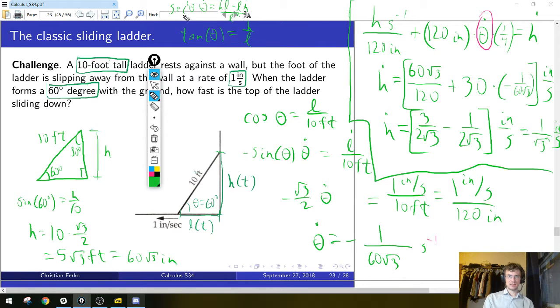We get L squared secant squared theta theta dot plus, or sorry, is that what it is? No, that's not right. This should be L dot minus L dot h. So this looks right. What did we do?